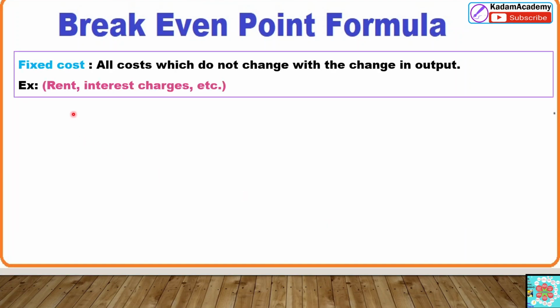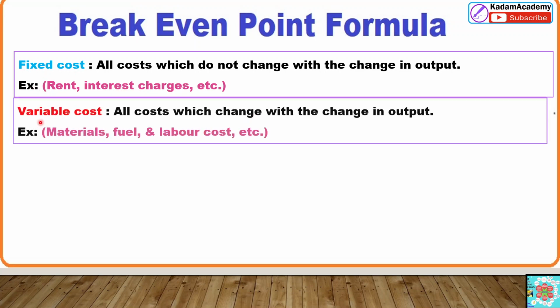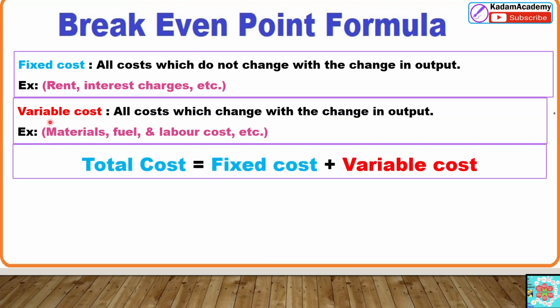Dear friends, what is the fixed cost? All costs which do not change with the change in output. Whatever the output increases, whatever the volumes, costs like rent and interest charges do not change. These are examples of fixed cost. Similarly, variable costs are all costs which change with change in output. When volume is increased, the cost will be increased. Like when more material is required, variable cost is also more. Fuel, power, labor costs, etc. come under variable cost. The total cost is then fixed cost plus variable cost.